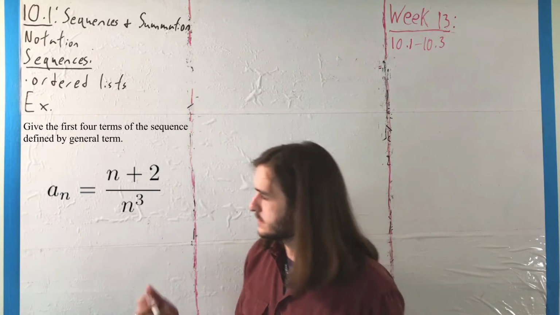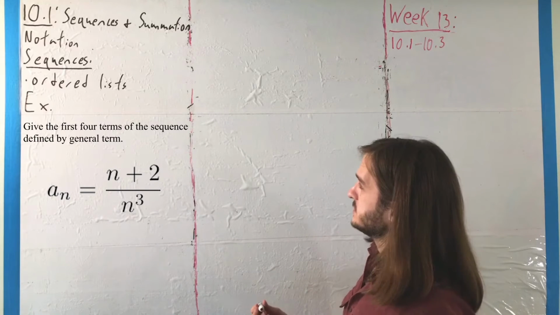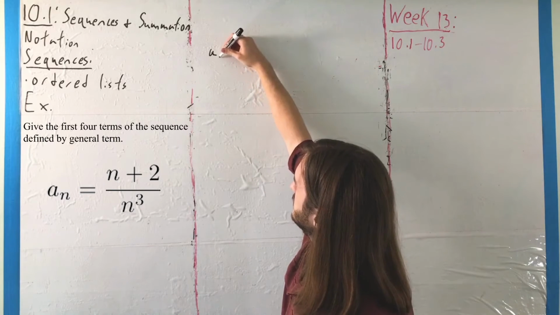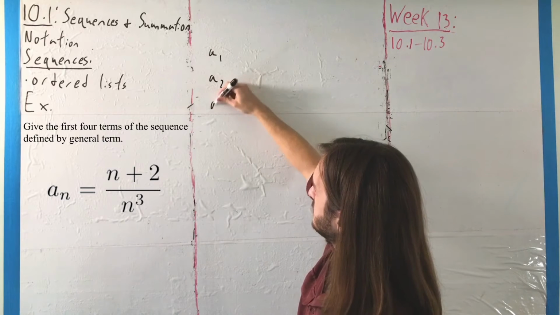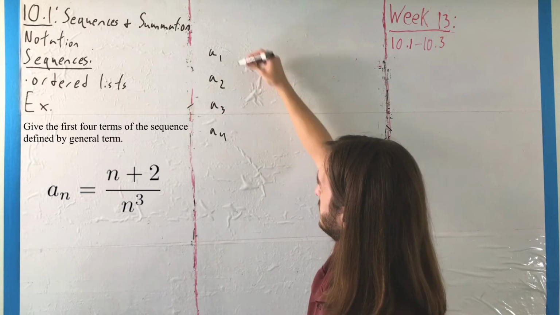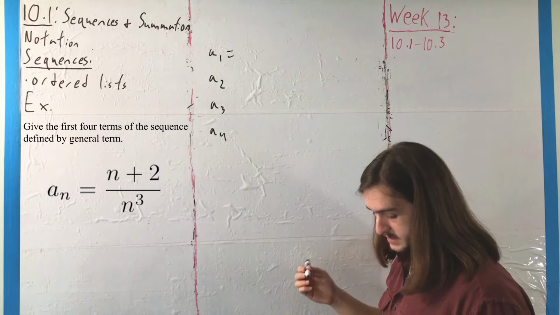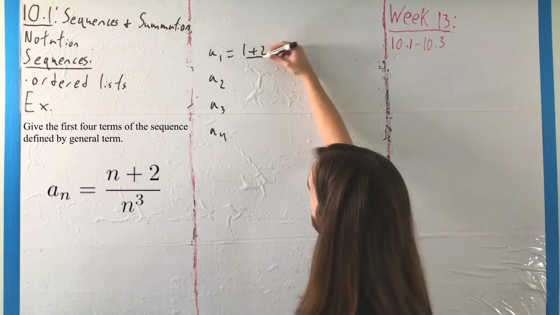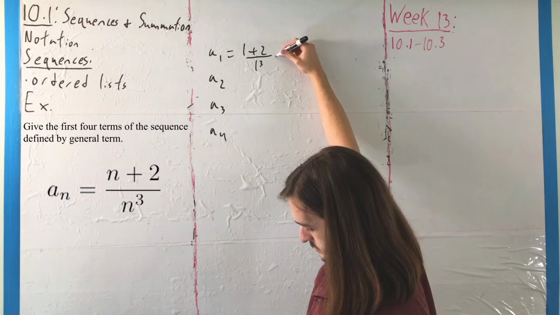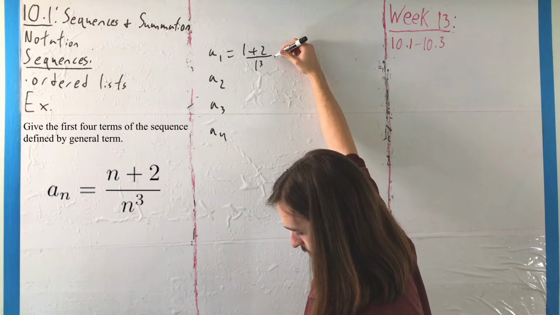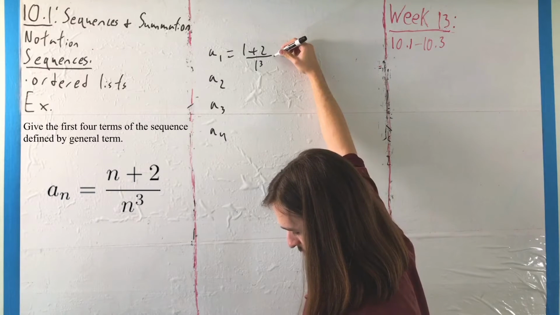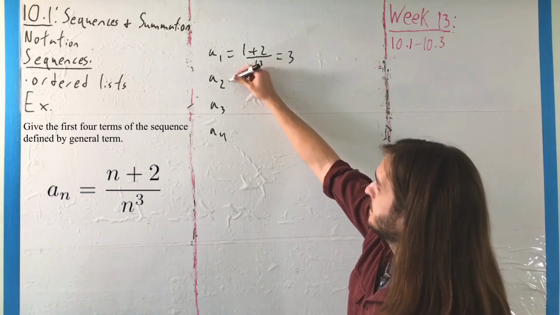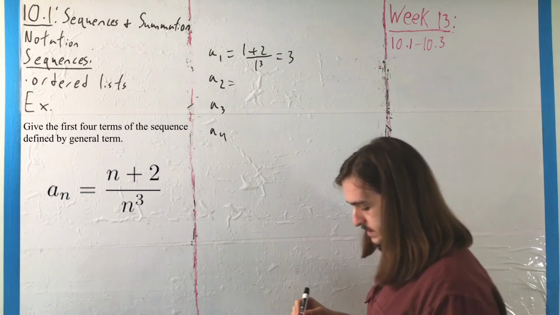but usually that's where we have it go. Anyway, for this, if we want to find our first four values, then we would just take n equals 1, n equals 2, n equals 3, and n equals 4. That is, we look at a1, a2, a3, and a4. Where at a1, we are saying n is equal to 1. So we have 1 plus 2 over 1 cubed, which is just going to end up being three.